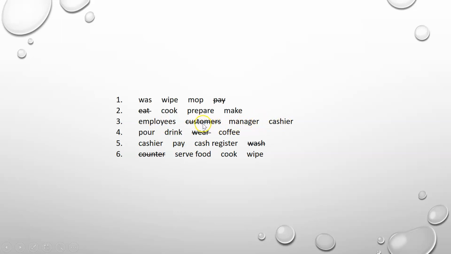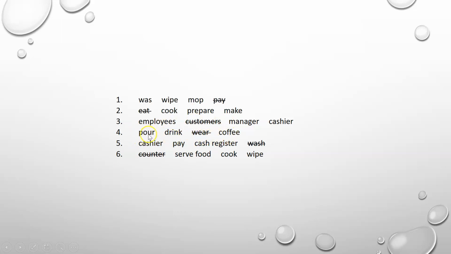And customers are people who come and get service. So customers is different, it's not the same group. So that's why we cross it out. Number 4, pour, drink, wear, and coffee.